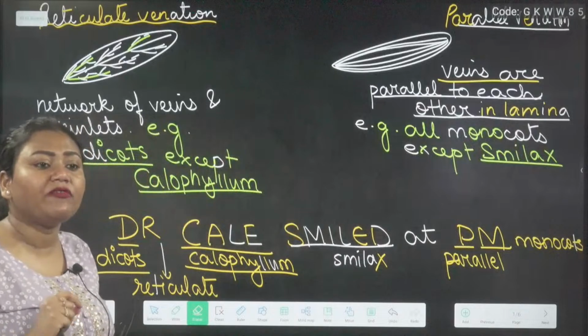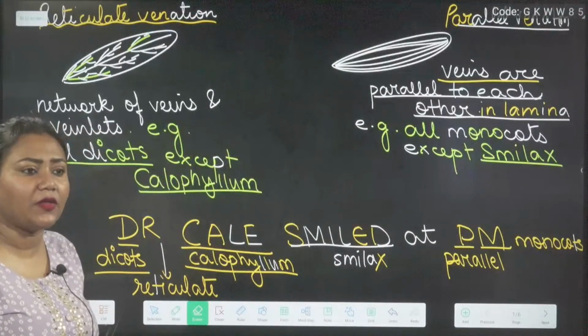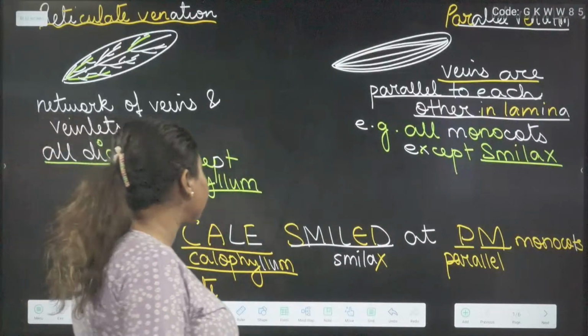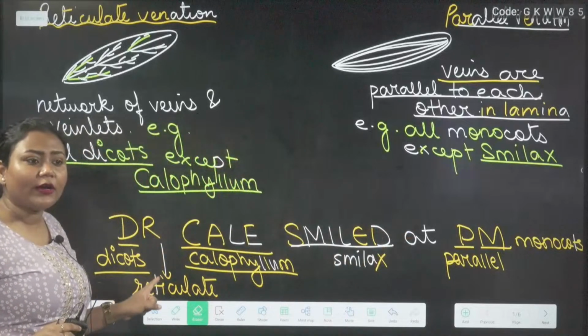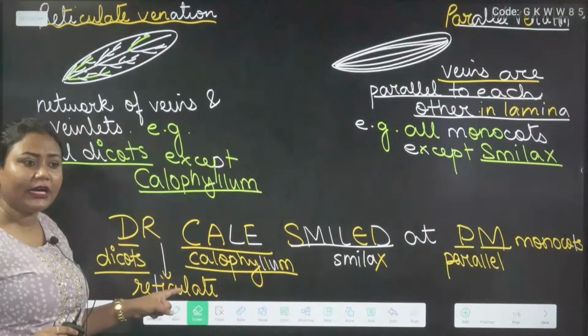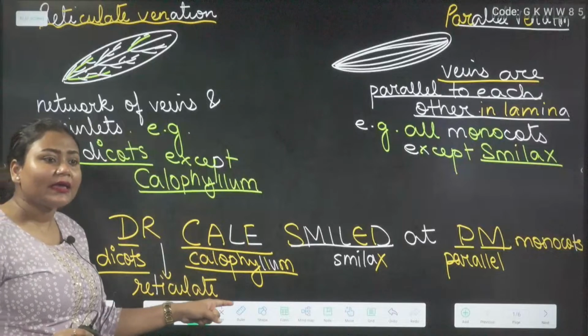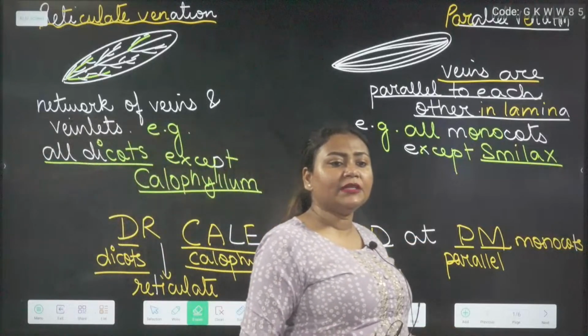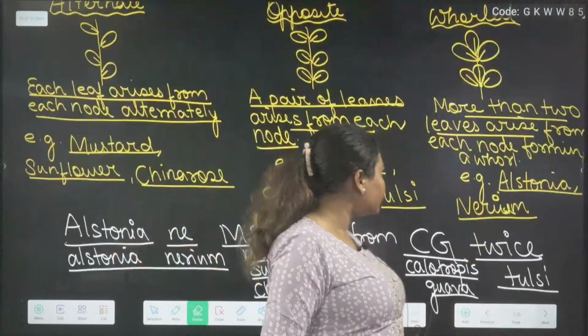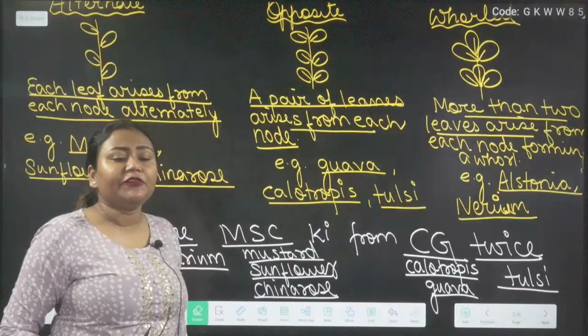Parallel venation, the veins are parallel to each other. All monocots except Smilax. Trick: D for dicot, R for reticulate venation. Kale stands for Calophyllum, Smil means Smilax, P means parallel, M means monocot. Okay?